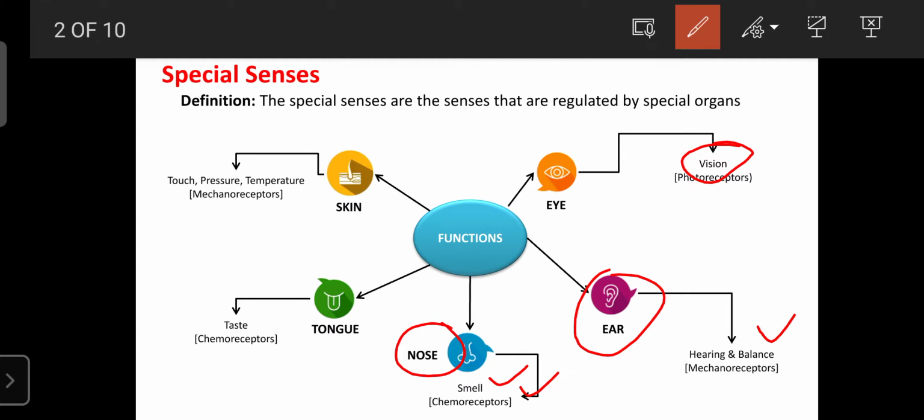If you lose the smell, that can denote we are suffering from a problem in olfaction or the olfactory nerve. Smell is regulated by the nose with the help of special cells known as chemoreceptors. The next one is the tongue. The tongue plays an important role in digestion.